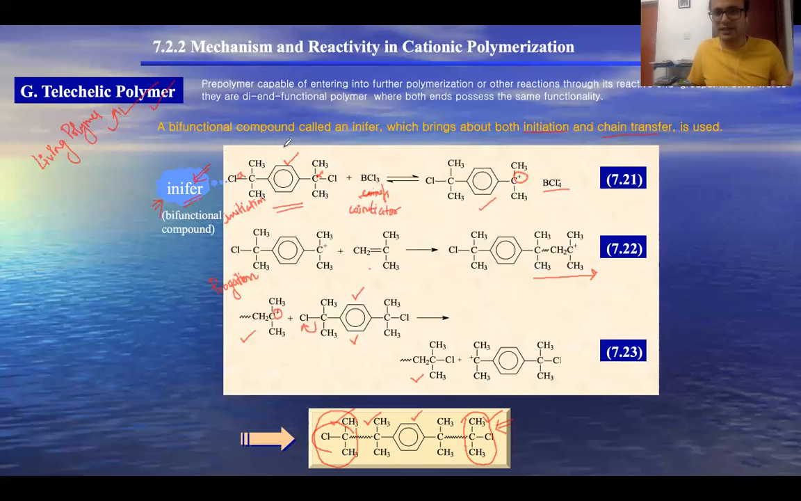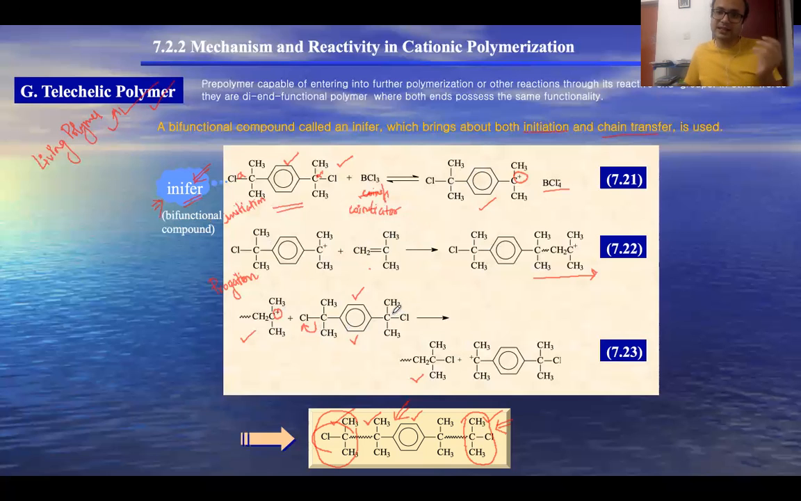Inifer molecules are basically bifunctional compounds which bring about both initiation as well as chain transfer. So one part of the work of the Inifer molecule is initiation, participating in the initiation of a polymerization process. Another work that the Inifer molecule does is that it helps in the chain transfer process, and thereby helps in the generation of a useful living polymer of the type telechelic polymer.